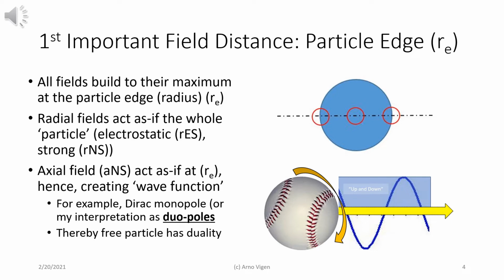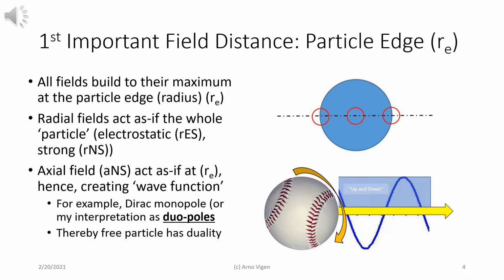The first, and most powerful, field distance is at the particle edge. Physics uses the symbol R sub e. All fields build to their maximum at the particle edge. That is simple enough. Yet, as you can see from the graphic at the right, with the particle force at the center, and the wave field at the two poles.